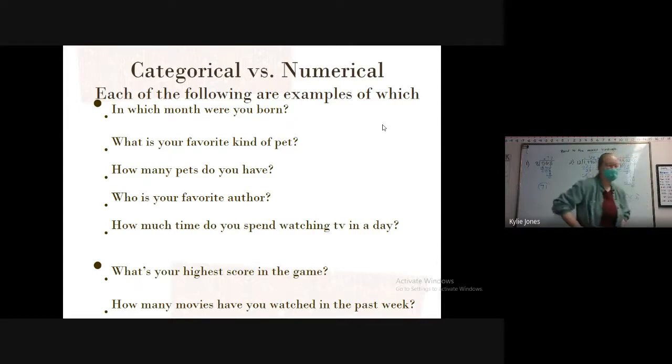Okay. Let's look at the next one. Take about 15 seconds. Think about this one. Who is your favorite author? Is this categorical or numerical? All right, let's see someone that hasn't answered yet. Yoshi, do you want to try it? What do you think? Categorical. It is categorical. Good. When you answer who is your favorite author, you're going to say J.K. Rowling, Judy Blume. That's an author.